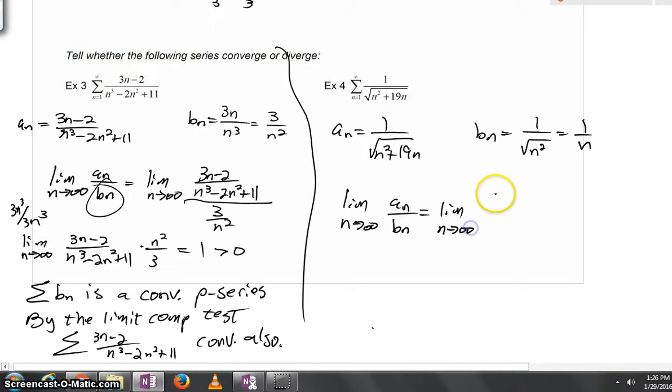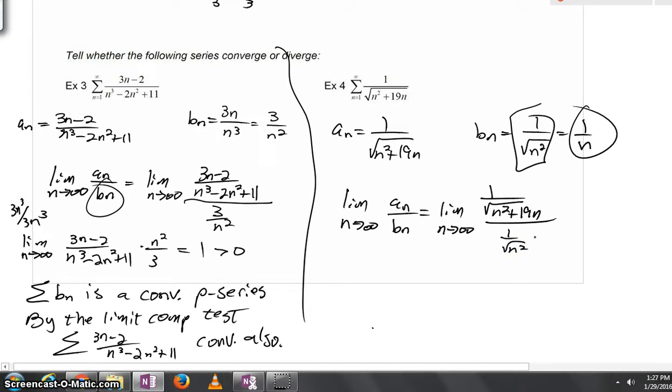Listen, I'm all about simplifying matters, and I'm so thankful that you guys saw that it's 1 over n. But dare I say, sometimes, with radicals especially, it's more helpful to take a step backwards and call b sub n 1 over the square root of n squared. Sometimes kids are like, really? Yeah, because look, I'm going to multiply by the reciprocal, guys. I'm going to multiply by the reciprocal. I think you can see where we're going.